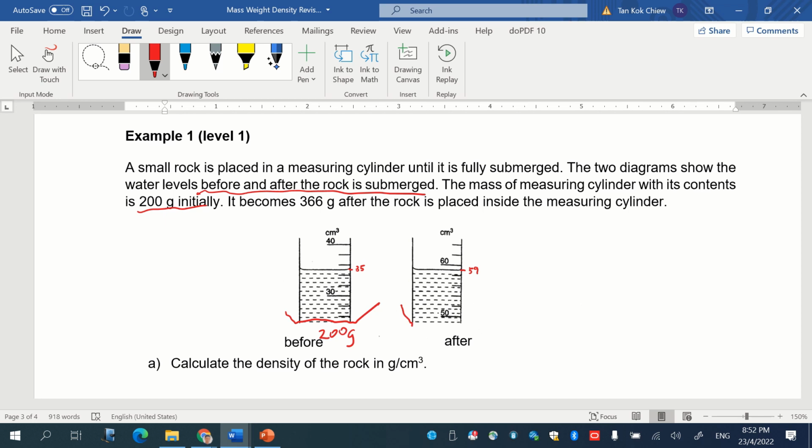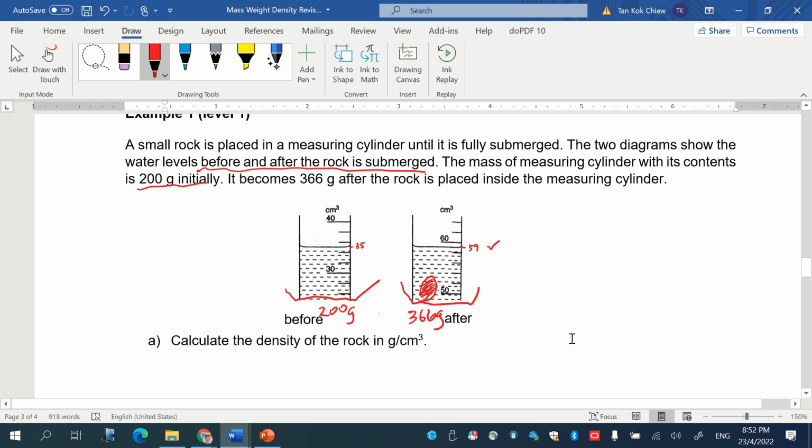But after the rock is put inside, the mass is now 366 gram, with the rock inside now. The level, in case you cannot see, I put there for you. It rises up. At first it was at 35 cm cube. Then after you put the rock in, it's 59 cm cube.